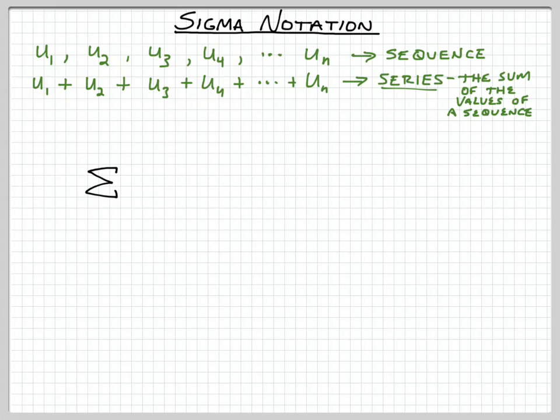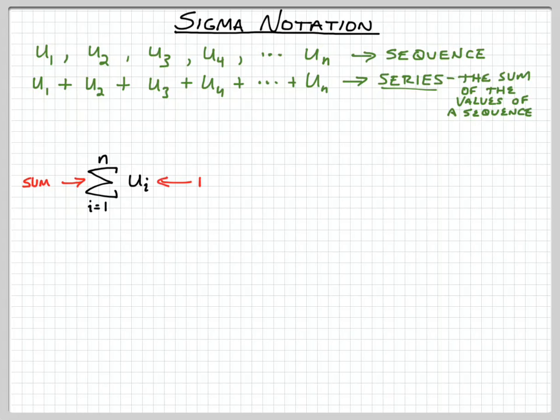Sigma is a capital Greek letter, and we use this along with u of i, n, and i equals 1 or i equals some number. This is how it's written in general form, and then we'll look at a specific form in a second. First, we have this sigma, and that means to sum it all up. It means to add up this whole sequence, or this whole series.